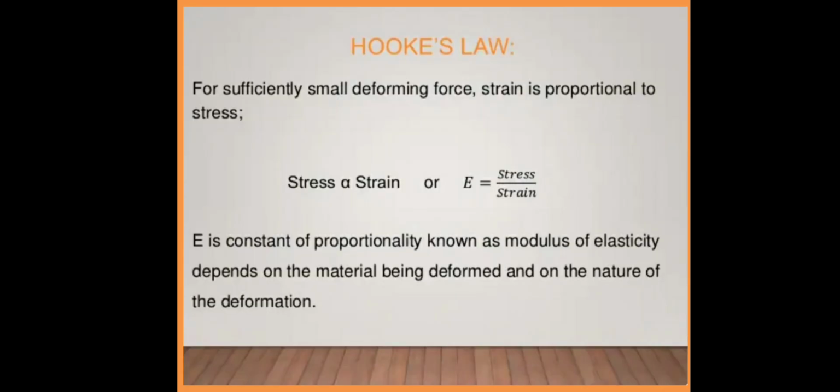Next we can see Hooke's law. Hooke's law states that within the elastic limit, the stress is directly proportional to the strain. To remove the proportionality, we introduce a proportionality constant, that is E. E is given as the modulus of elasticity, and it depends on the nature of the material. Here stress is equal to E into strain, and E is given as stress divided by strain, and its unit is Newton per meter square.